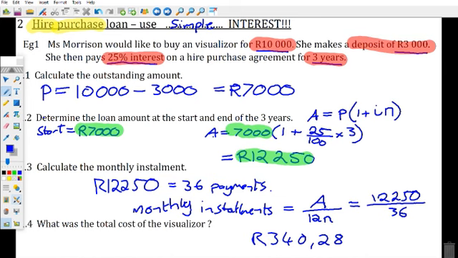52, not 50, very close. 52. So then we say 52 times the number of years. Okay, but they're not going to do that, Shane. It's going to be in monthly installments because generally people get paid once a month.